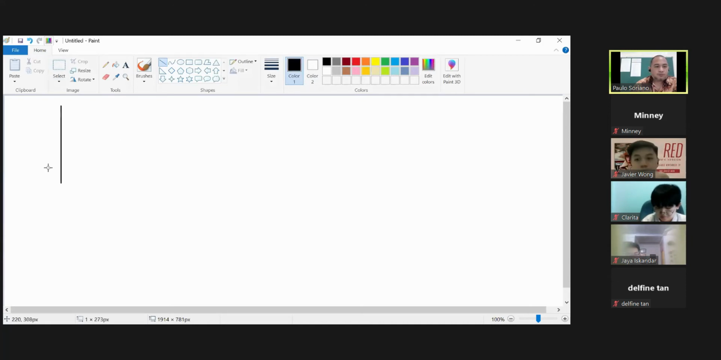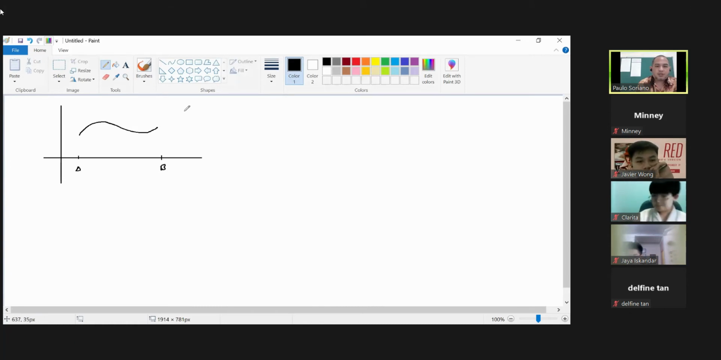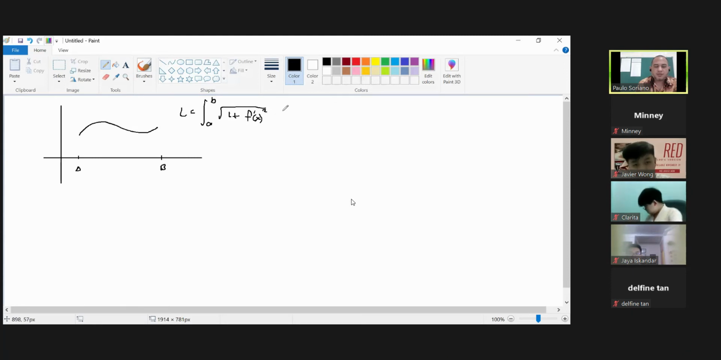Okay, if we have our Cartesian plane like this, and then we have a certain curve moving from A to B, our formula for the length is equal to the integral from A to B of the square root of 1 plus f prime of x squared, and then this is dx, right? What does the formula do in this curve?